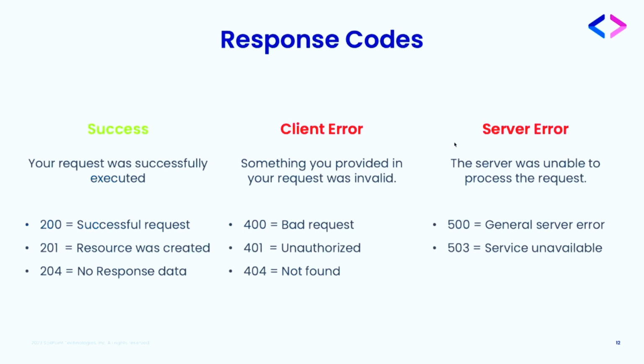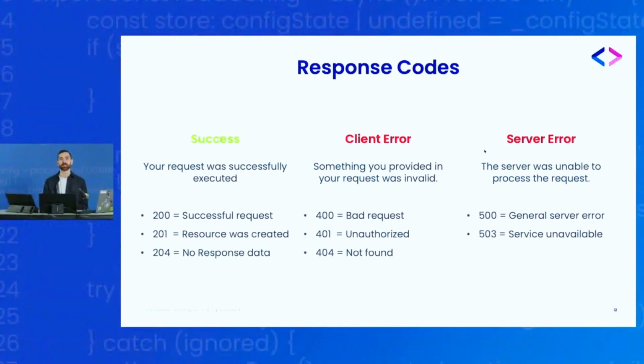Now, RESTful APIs also borrow from the HTTP response codes. So response codes, if you've ever visited a web page and maybe you've seen a 404 not found, that's an example of a response code. So in the case of RESTful services, a successful response will start with a 2. It'll be in the 200 series. At the most general level, you'll see a 200 as a successful request.